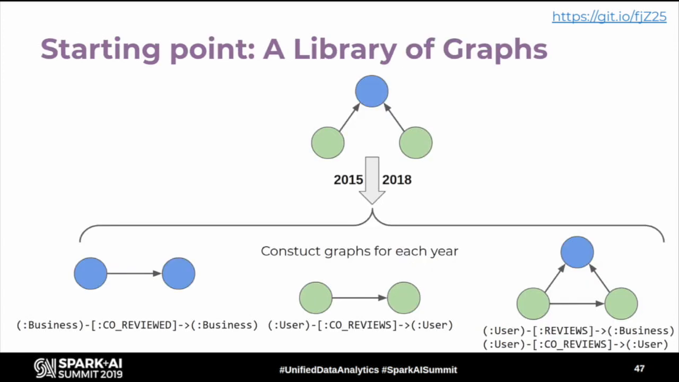A precondition in order to do that, which happened in the previous parts of this demo, is that we used Morpheus to build a catalog of different graph projections. The input graph is basically business reviews, a person reviews a business, and we constructed for several years different projections of that graph. On the bottom left, we have business co-reviewed business, which means if one user reviewed both businesses, we create a new relationship between them. The second one means that if a business has been reviewed by two users, they are connected by a co-reviews relationship. And the one on the top right is basically the union of those two. We are interested in business co-reviewed business, which is the bottom left graph projection.